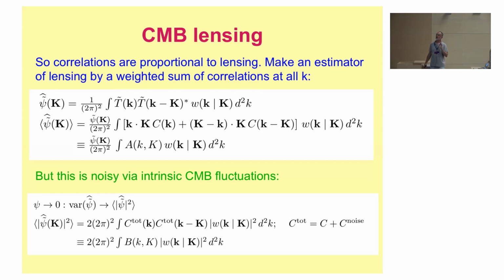What about the noise? Well, if we take the limit that lensing is very small, so what we get is dominated by the fluctuations, then the variance in our estimator is just the average square of the estimator. That's fine because we have our estimator here, so I can square it.